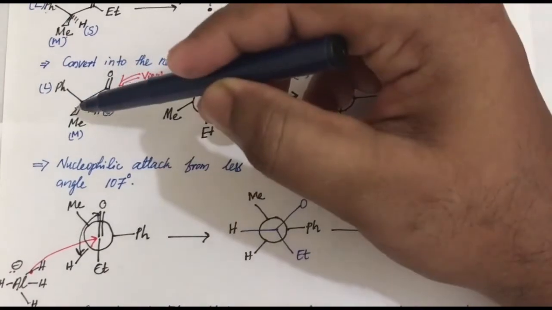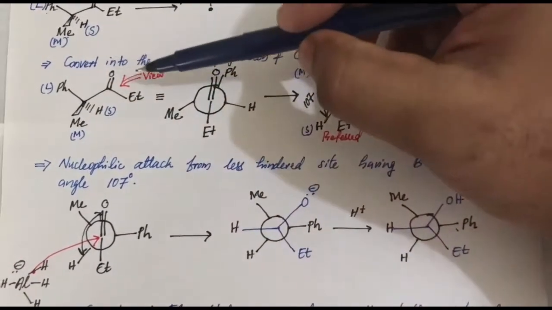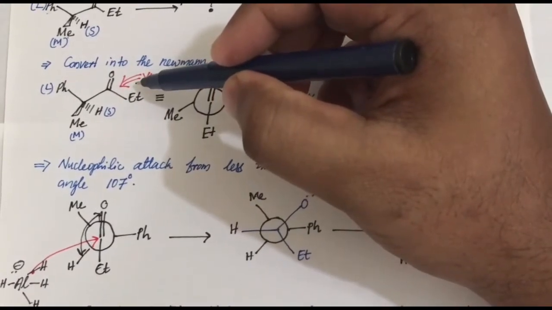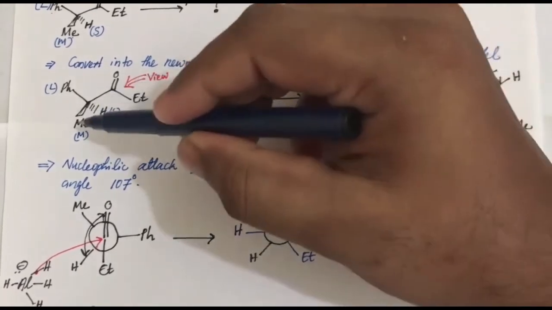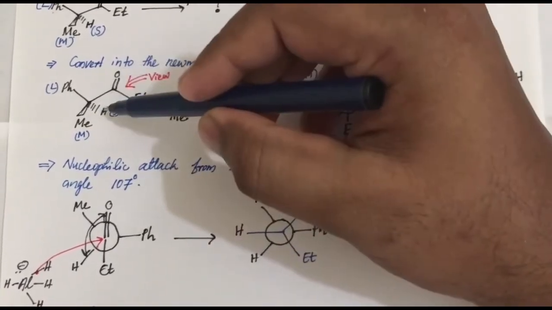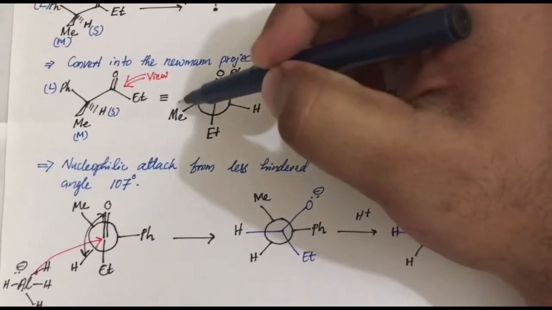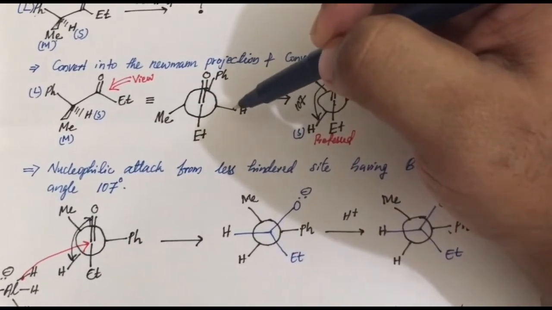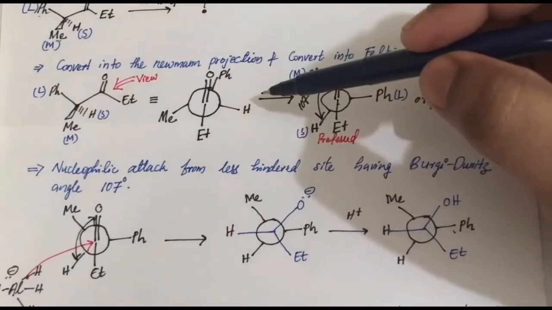Now we have two substituents at the alpha carbon, Me in wedge, H in dash. When you are observing from this side, your left hand side possesses Me, your right hand side possesses hydrogen. That is the same reflected in this. So left hand side possesses Me, right hand side possesses hydrogen. Now we want to convert this into the Felkin-Anh model.